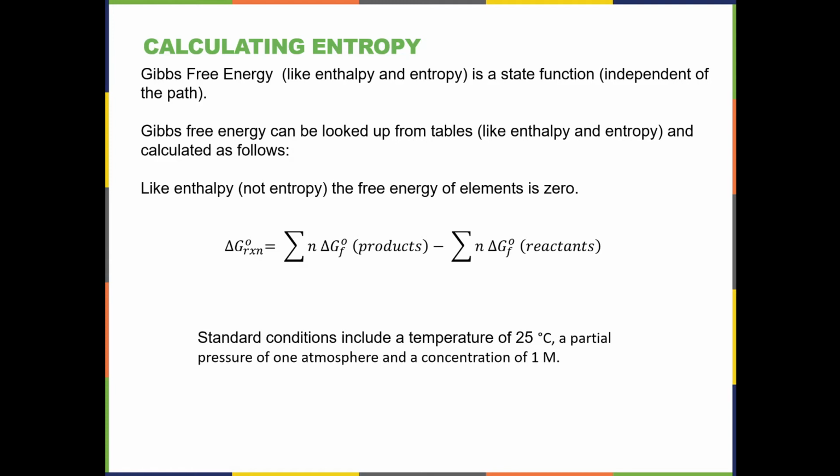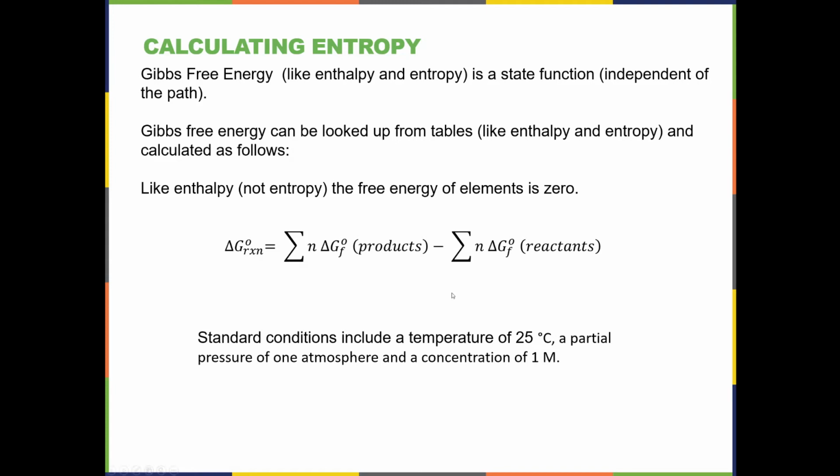So basically it's like everything wrapped into one value, which is helpful, which is why it exists. So this is how we can calculate it. The same as before, we can do products minus reactants. Notice that we have the Gibbs free energy of formation, and the Gibbs free energy of formation of elements is 0, just like enthalpy, delta H.